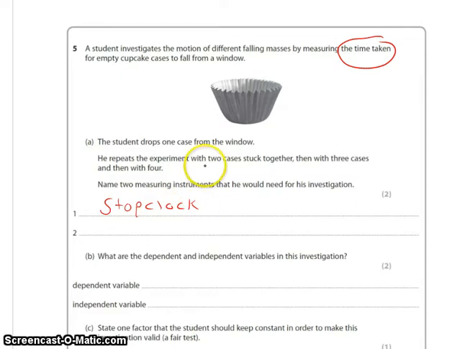Now, he's talked about cases stuck together. So what might we be measuring there? Well, one thing might be the mass, so an electronic balance or weighing scales is really what we're after there. Now, what are the dependent and independent variables in this investigation?